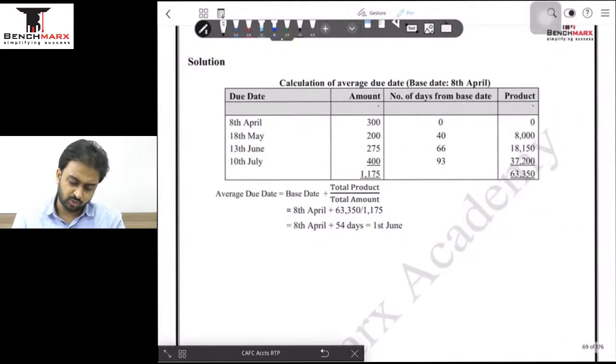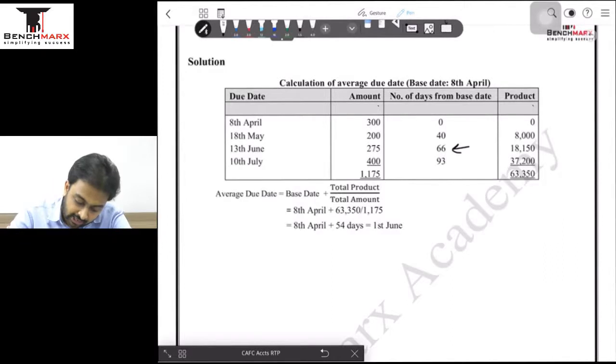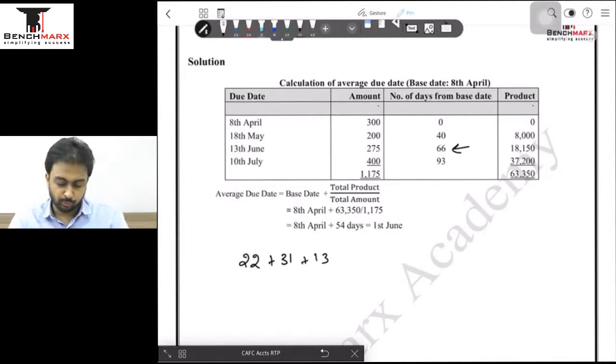अपन quickly करेंगे इसको. These are my due dates already in the order. Number of days, we'll just do one computation of these number of days. So let us travel from 8th April to 13th of June. Okay, कैसे करेंगे? I will travel 22 days of the month of April to reach April 30. Then I will travel 31 more days for May, and then I will add 13 days to reach June. 22 plus 31 is 53. 53 plus 13 is equal to 66, and this is how this number is arrived at.